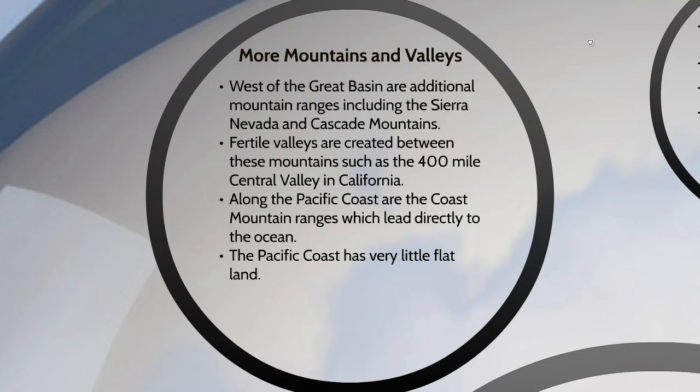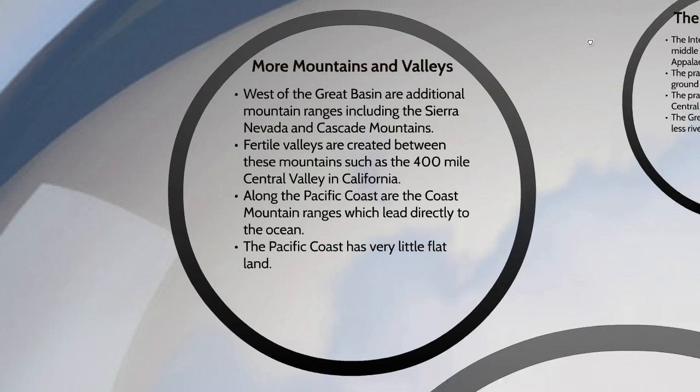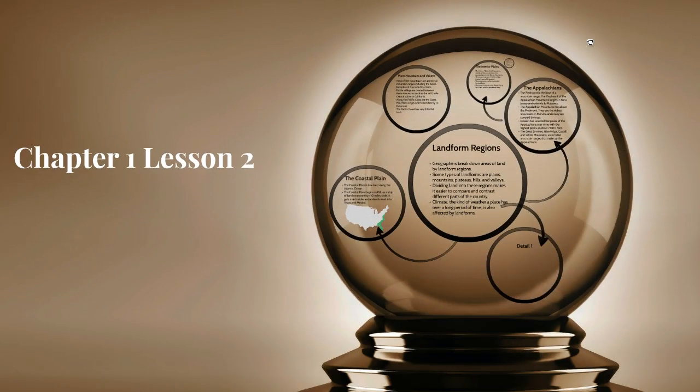Pacific coast mountain ranges lead directly to the ocean. The Pacific coast has very little flat land. So if you look at your social studies book, you see how it starts. You kind of are flat, low, then you go moving the Appalachians, then you are flat, flat, flat, flat, maybe some hills at a plateau here and there. But then you move back into the Rocky Mountains, you have a few valleys here and there, but it takes basically mountains all the way to the coast. And that is basically Lesson 2.